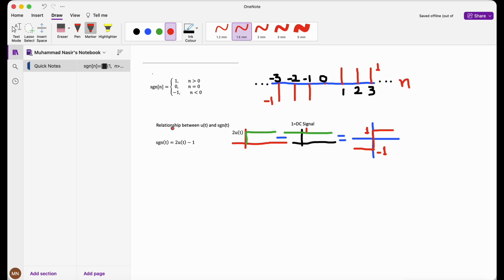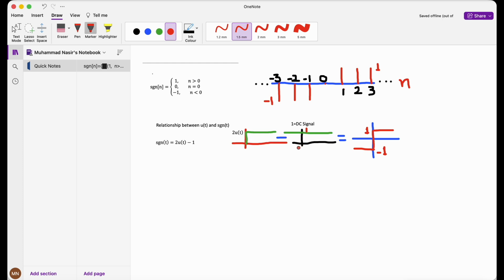How can you write the relationship between the unit step function and the signum function? The first relationship is that signum of t is equal to 2 u(t) minus 1. This is a shifted version of the unit step function, and that 1 is the DC signal. The 2 u(t) is the unit step signal multiplied by 2, so its amplitude is 2, and then you subtract 1 as a DC signal.